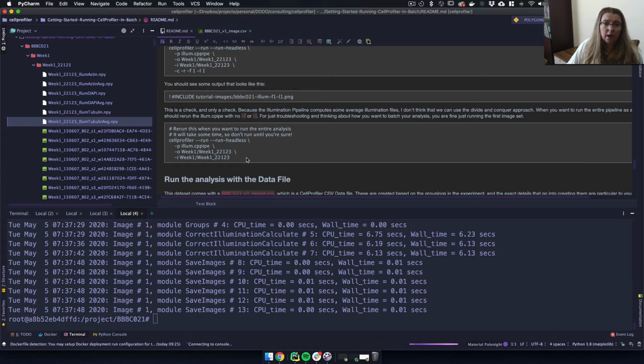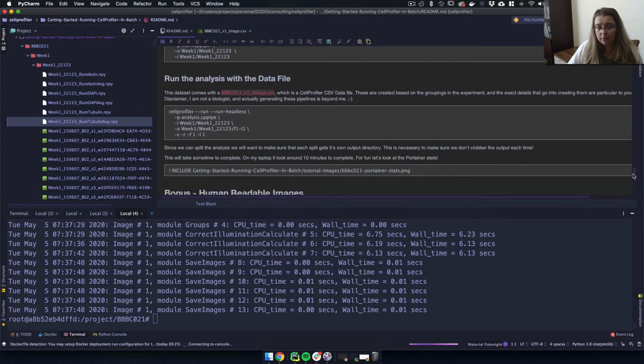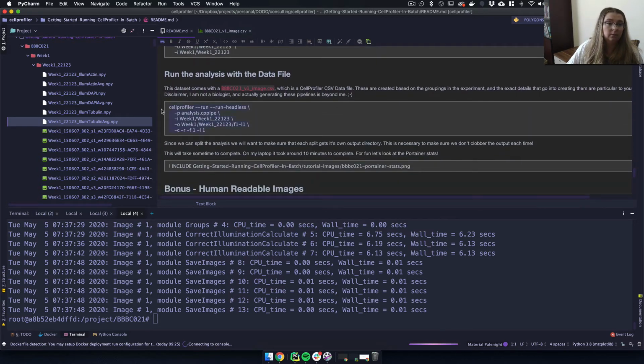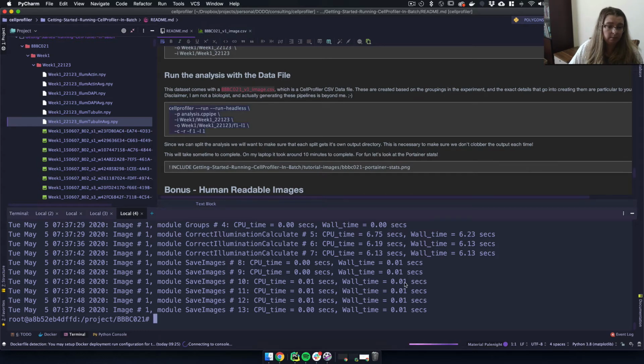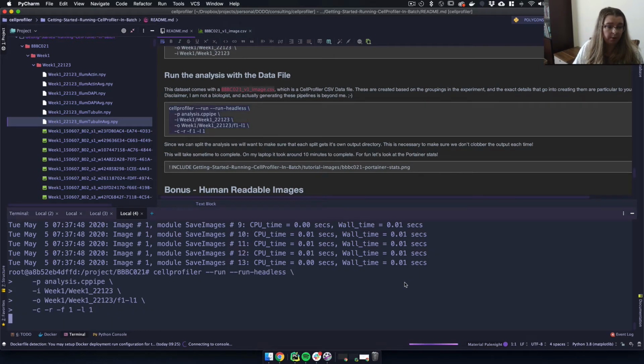So this is how you would run the illumination pipeline here if you wanted to run it for the entire data set and do this properly. I'm not doing that. Okay, and then what we want to do is run this.